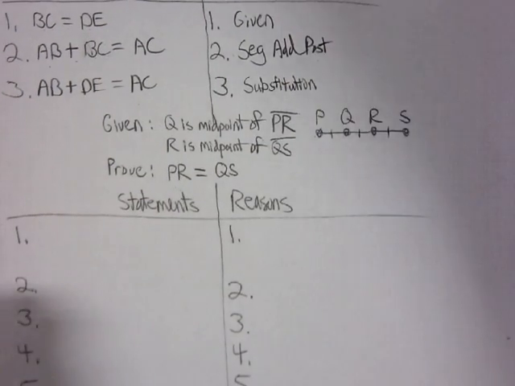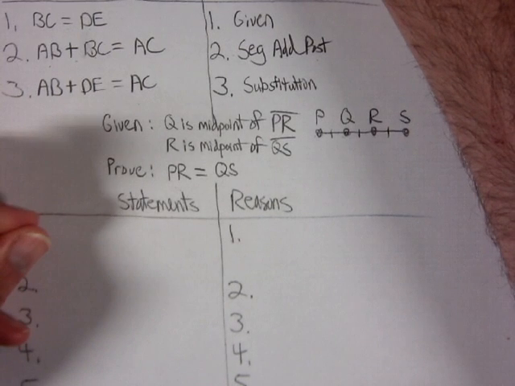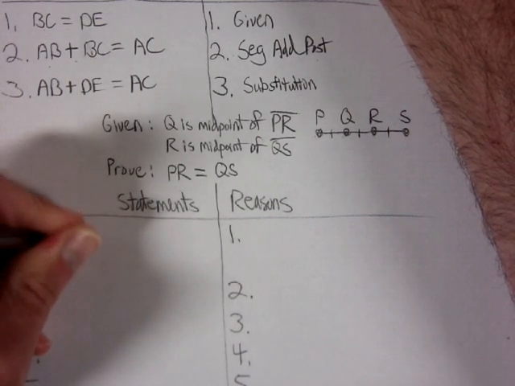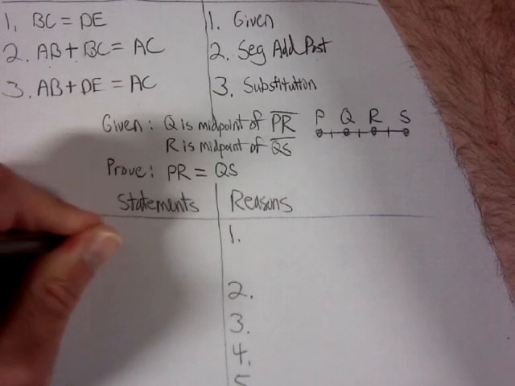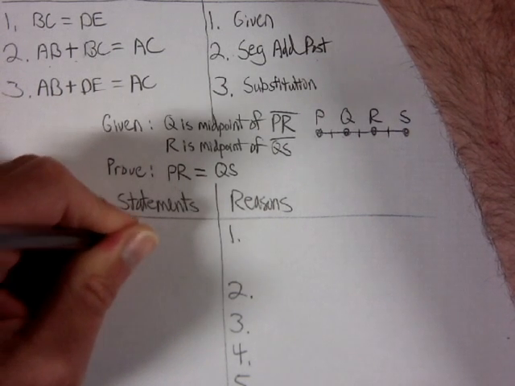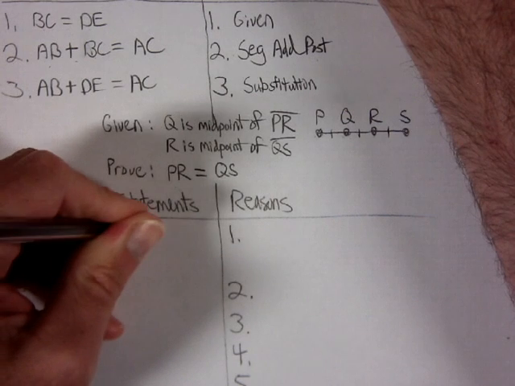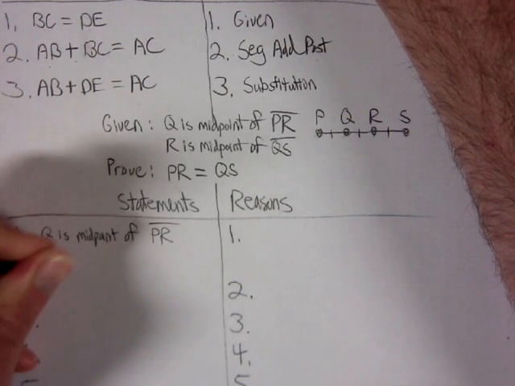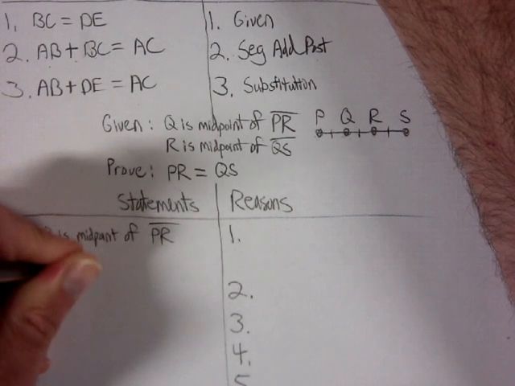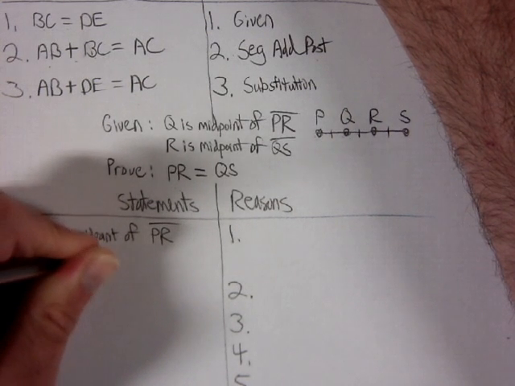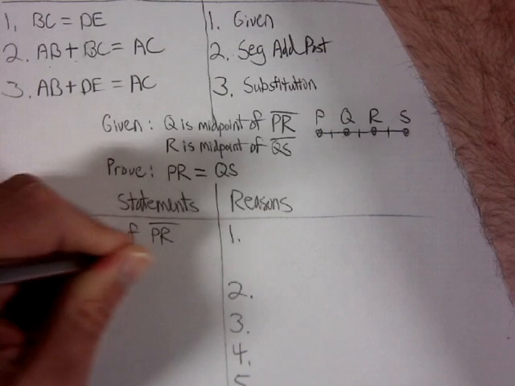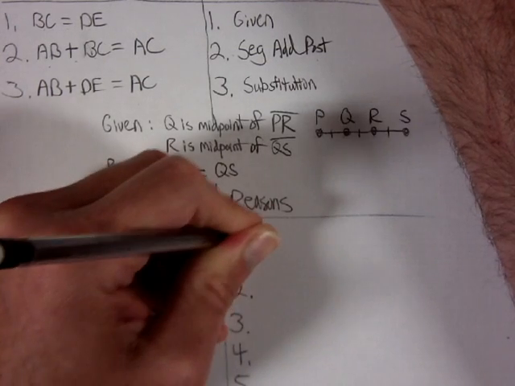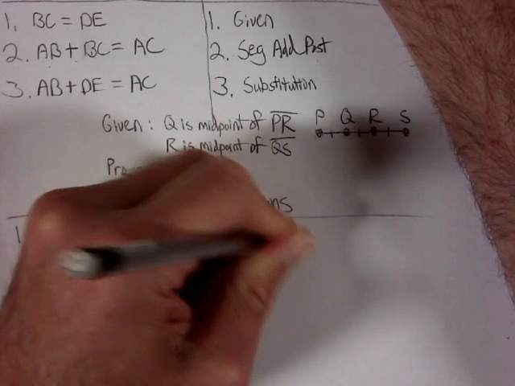Okay, so let's start with the given information as usual, which is Q is a midpoint of segment PR. And also R is the midpoint of QS. And that's given information. All right.